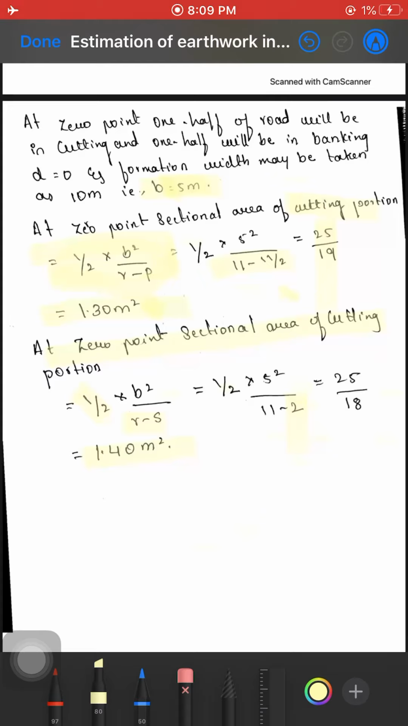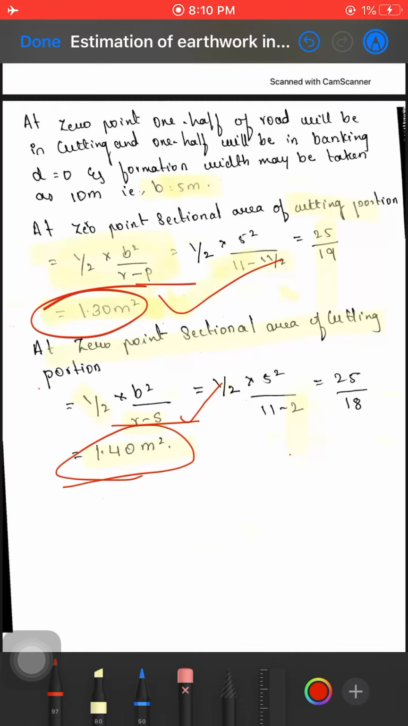At the 0th point, okay, from 90 till the distance of x, the section will be in cutting, so you have to take the side slope of cutting. And then from the 0th point till 120 meter chainage, that is from the distance of 30 minus x, you will be having the section in banking. So yes, you have to take the side slope in banking. Okay, so you get the cross sectional areas like this.